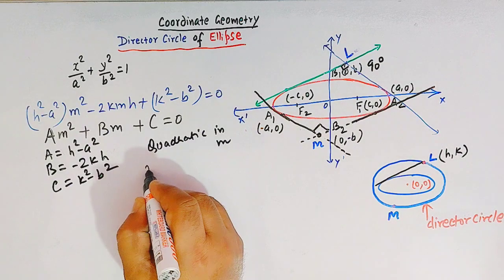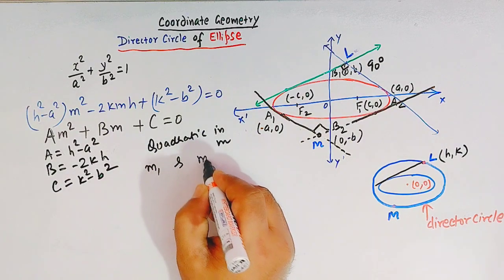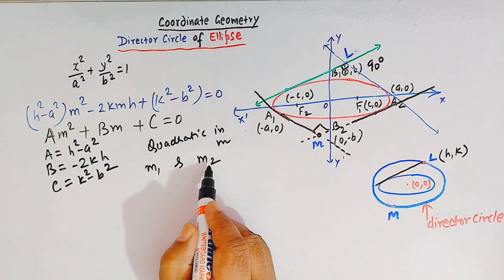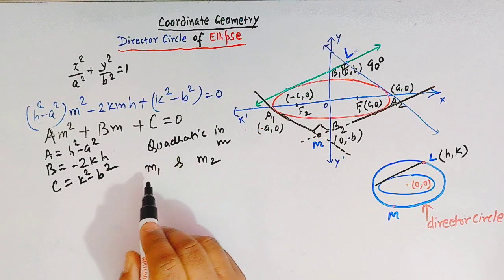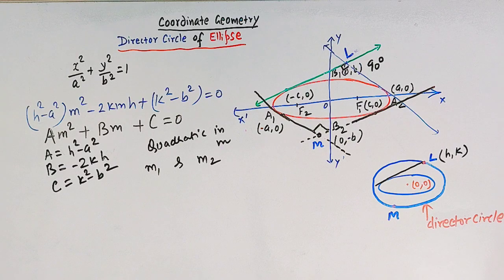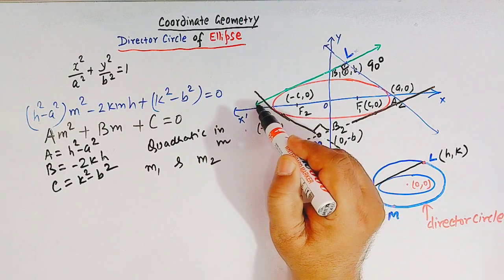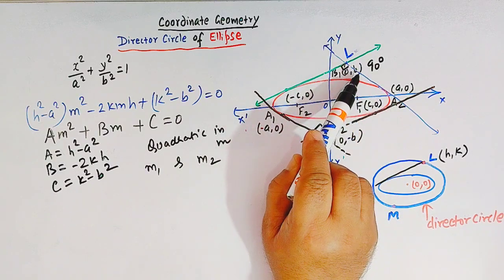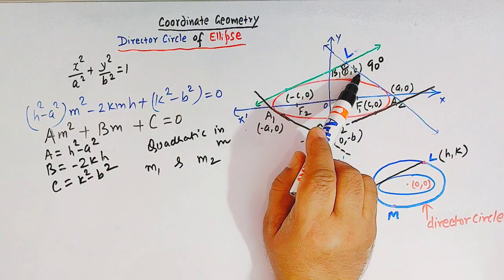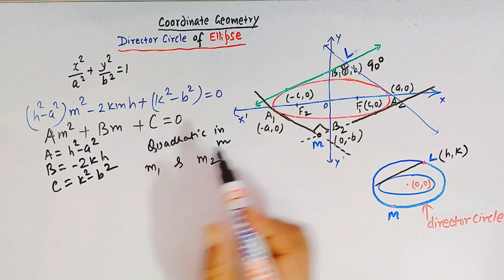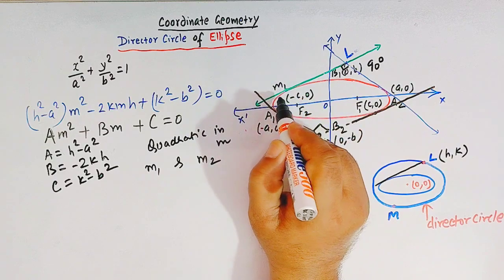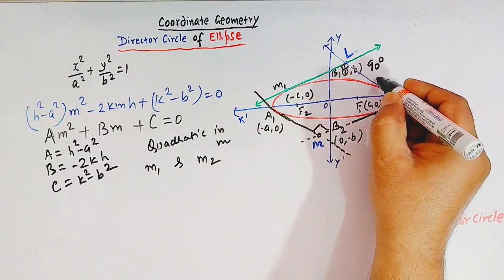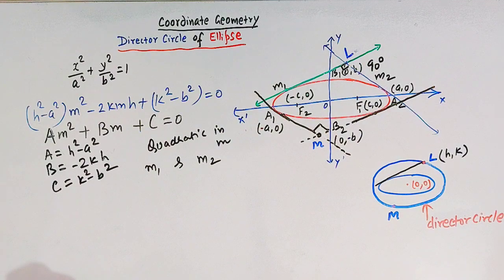The two roots may be denoted by m1 and m2, right? And these two roots m1 and m2 represent the slopes of the two tangents which intersect at right angles. This is an important thing here. See, here we have the first tangent which is shown by this green line, and the second tangent is shown by this blue line. So m1 corresponds to this green line, and m2 corresponds to this blue line.